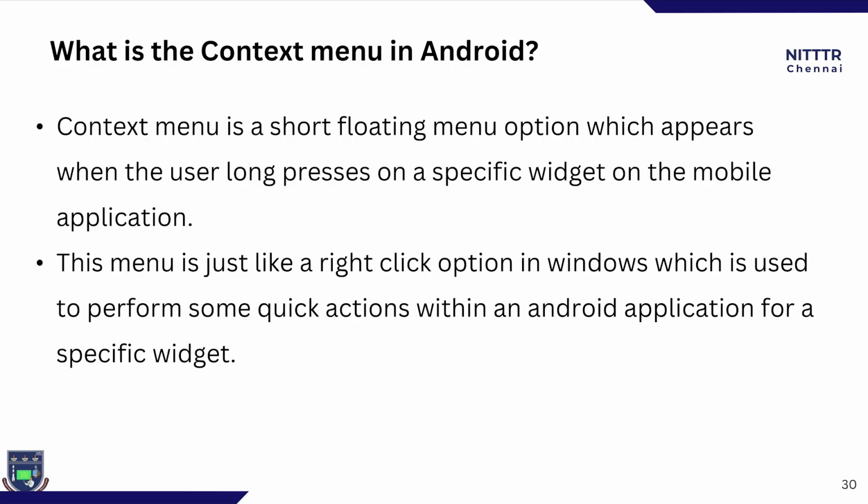So what is a context menu in Android? A context menu is a short floating menu option which appears when the user long presses on a specific widget in the mobile application. This menu is just like the right-click options on Windows, which is used to perform some quick actions within Android applications for the specific widget. Next we will see the implementation of the context menu.